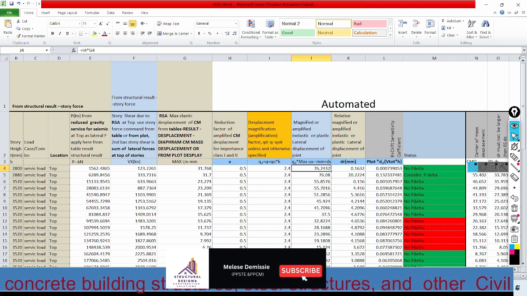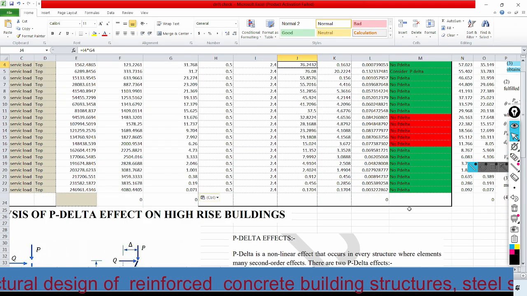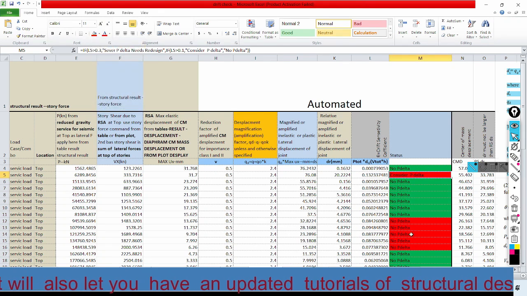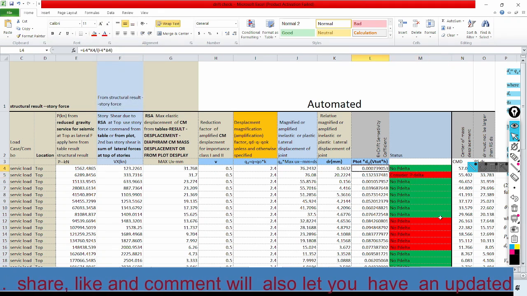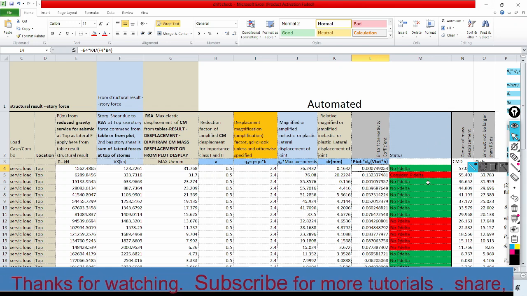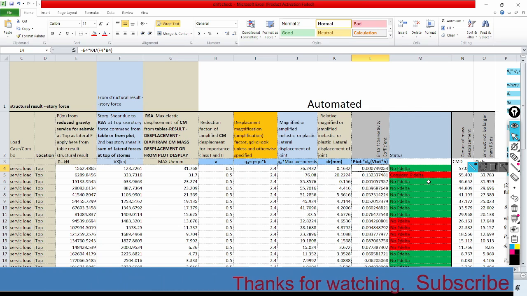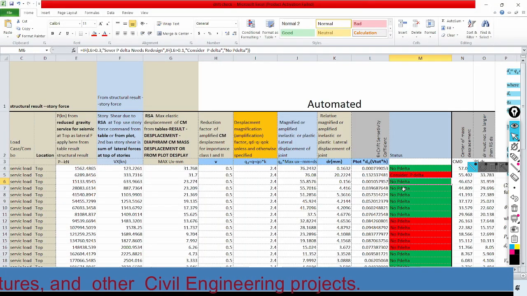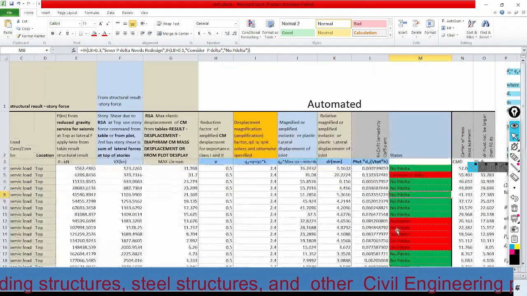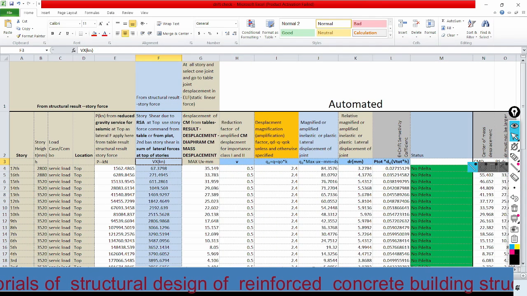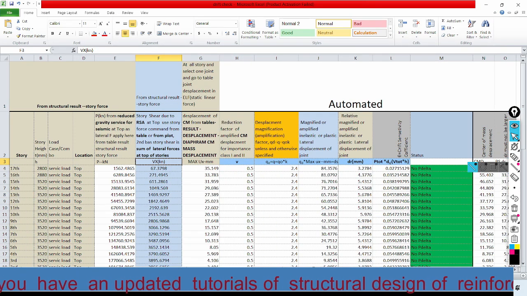And here we can see the effect of P delta. So here there is P delta effect. This value is greater than 0.1. So if P delta is greater than 0.1, our code recommends us to consider the effect of P delta. Okay, this is in positive x direction. So we need to check the P delta in negative x direction also.